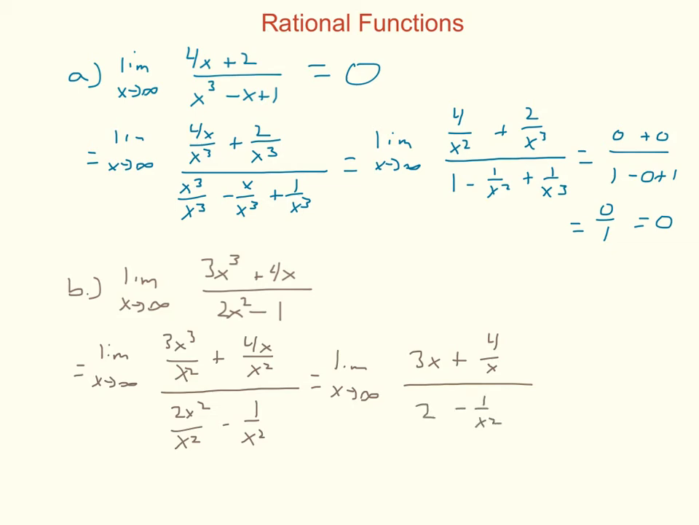And so as x goes to infinity in this case, I know that 3 times infinity is going to be infinity, plus 4 over x is going to go to 0, over 2 minus 0. So I get infinity divided by 2, which is unbounded growth divided by 2, still unbounded growth. So in that case, the limit is infinity, or I could say it does not exist.